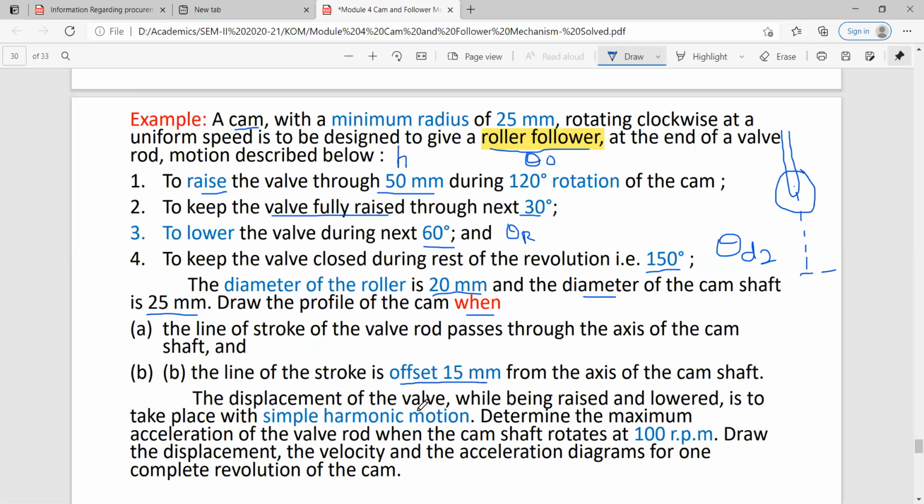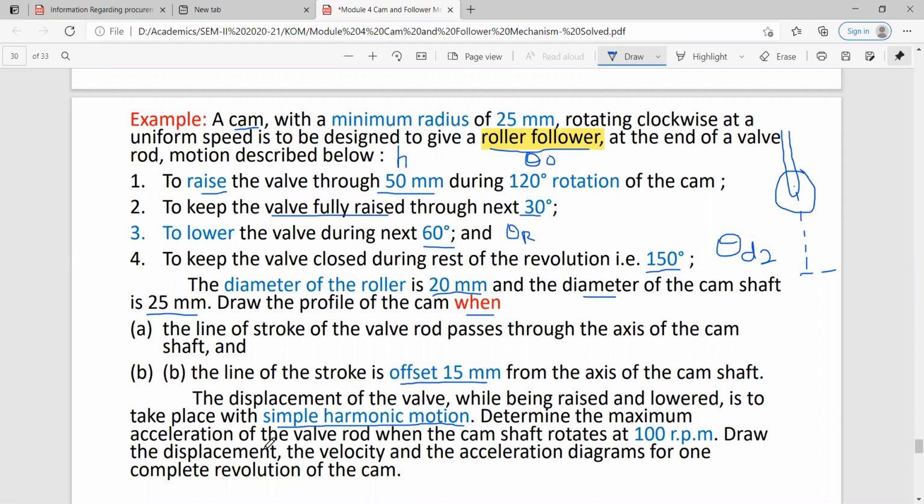Next is the displacement of the valve, which is directly connected to the follower. So you can say the displacement of the follower while it is being raised or lowered is to take place with simple harmonic motion. Type of motion is simple harmonic motion. You know how to draw the displacement diagram in case of simple harmonic motion. In the earlier problem it was uniform velocity, the motion with uniform velocity. Here it is simple harmonic motion.